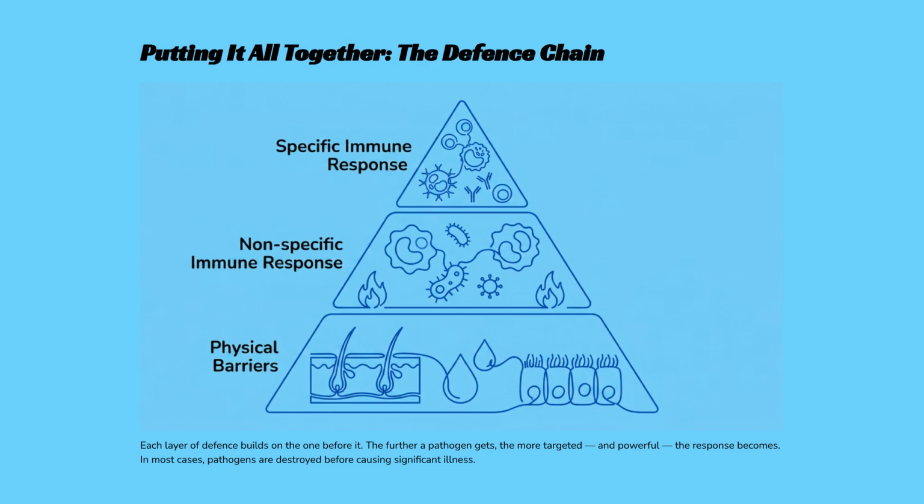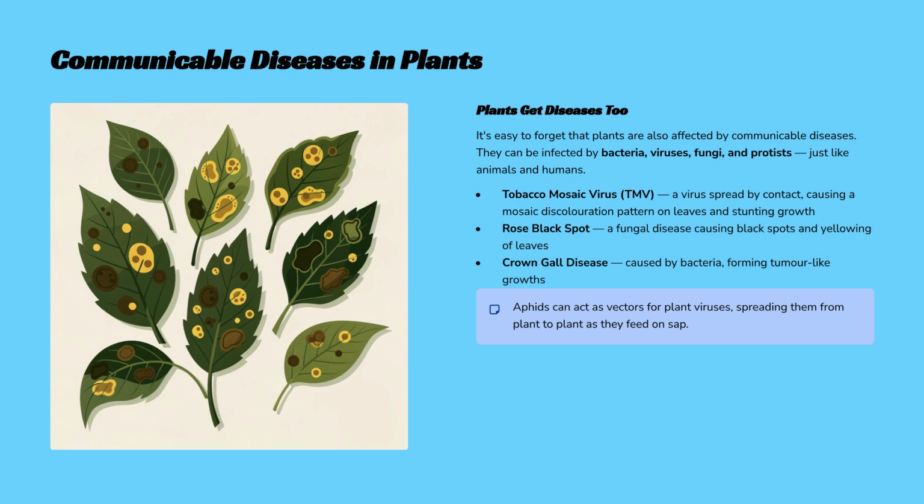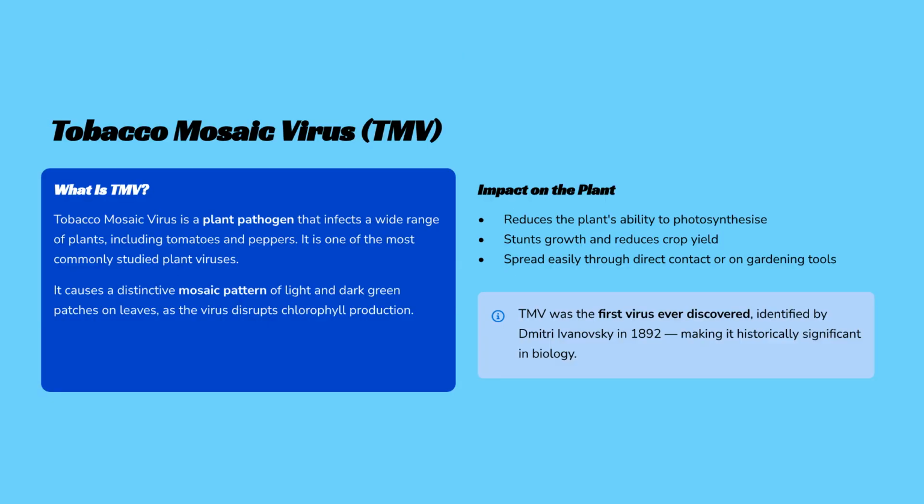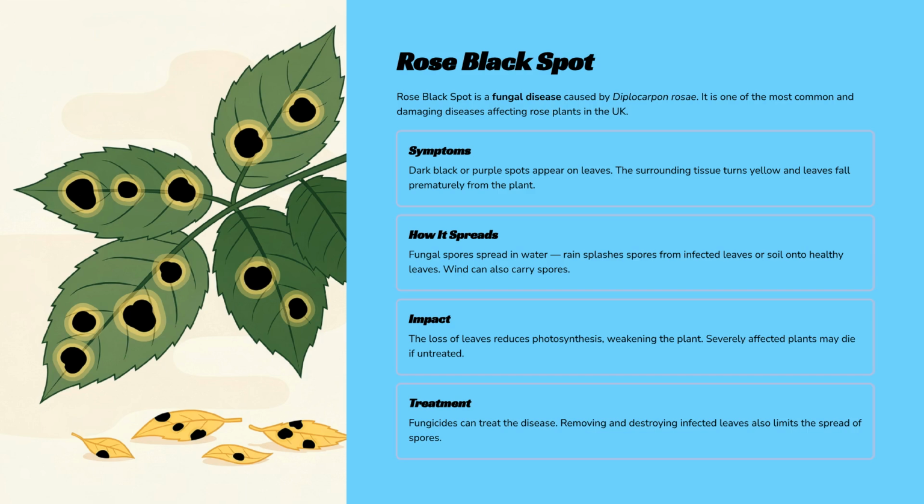Once the threat is neutralized, those memory cells persist, essentially providing your body with a long-term record to quickly recognize and defeat recurring invaders. Your nonspecific defenses work tirelessly before a pathogen even enters your system. Intact skin acts as a barrier, mucus traps invaders in the airways, and stomach acid provides a harsh environment that kills many ingested pathogens. When we look at the entire defense chain, it is clear that each layer builds on the last. The deeper a pathogen attempts to penetrate, the more powerful and targeted the body's response becomes to prevent illness.